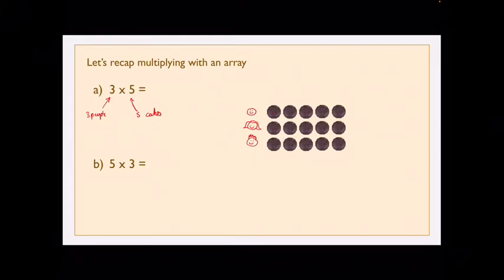I've got 5, 10, 15. 15, I can count them one at a time if I want to. 1, 2, 3, 4, 5, 6, 7, 8, 9, 10, 11, 12, 13, 14, 15. This is saying I have got 3 groups of 5. There's one group of 5, 2 groups of 5, 3 groups of 5.